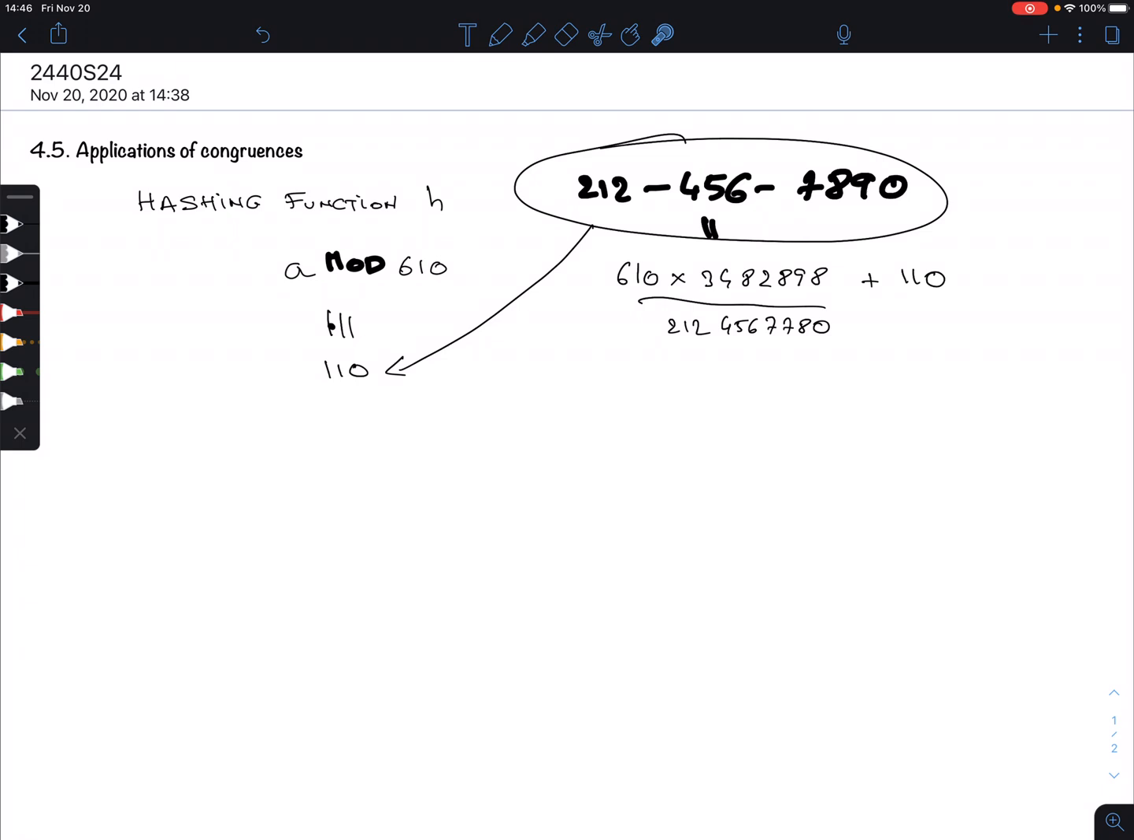The next equation, okay. By the way, you know this, you have seen this.